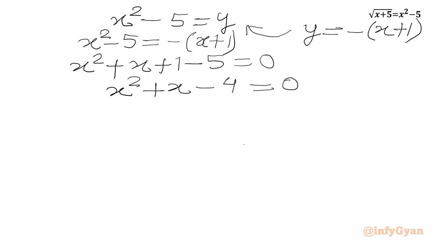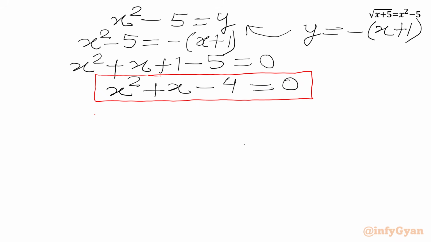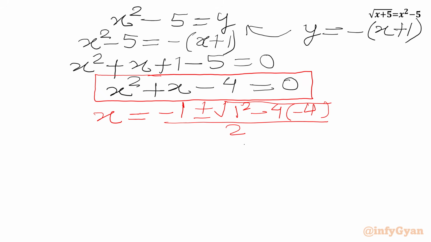Again, we have one quadratic equation which we will be solving using the quadratic formula method. So I will write here x equal to minus b, so minus 1 plus minus square root of b squared, 1 squared, minus 4 times 1 times minus 4, over 2 times 1, so 2, which will be equal to minus 1 plus minus square root of 1 plus 16 over 2.